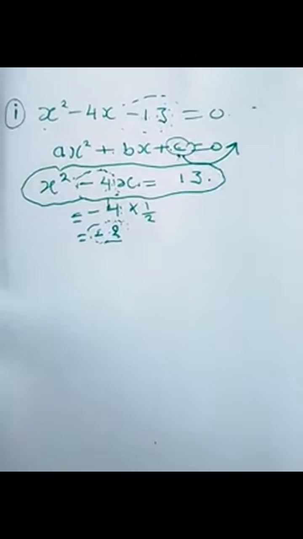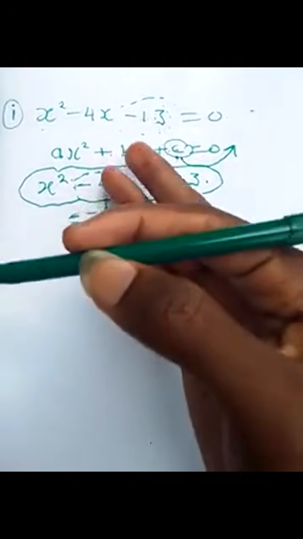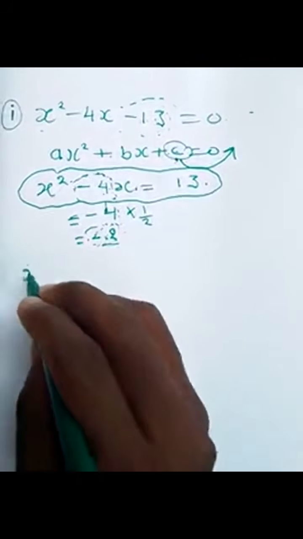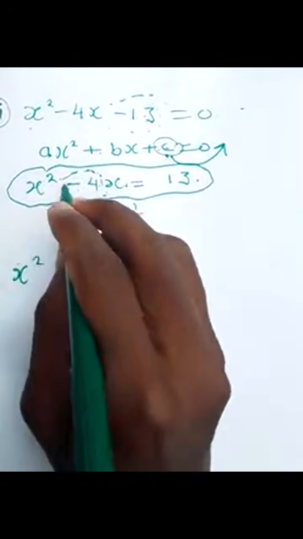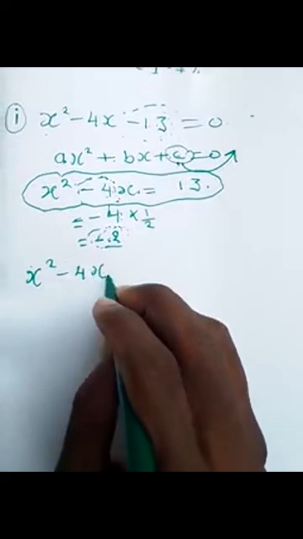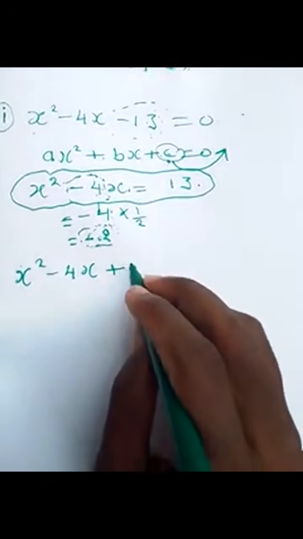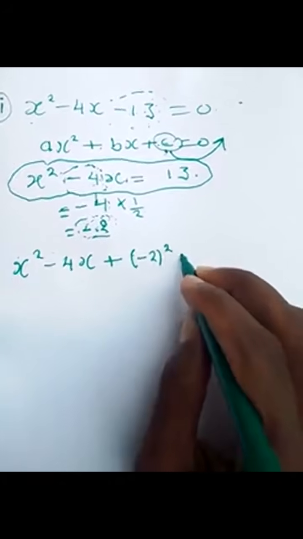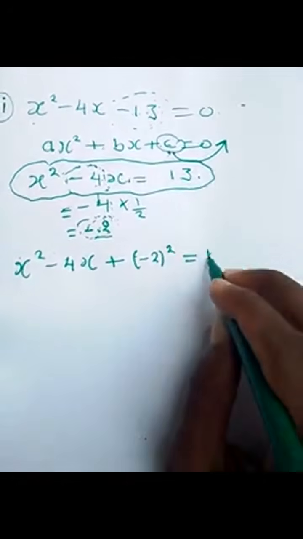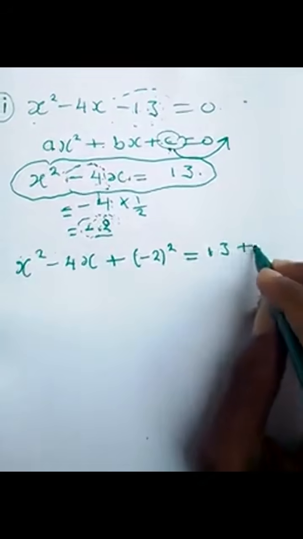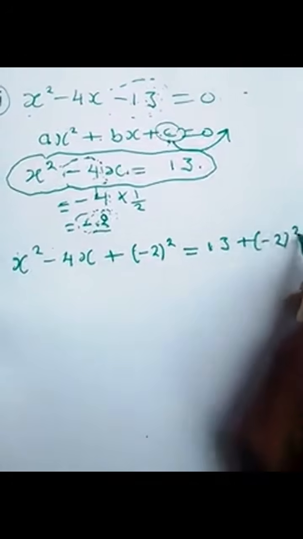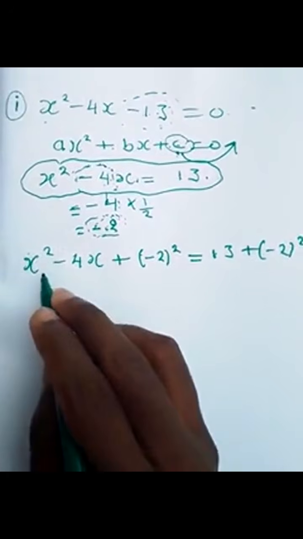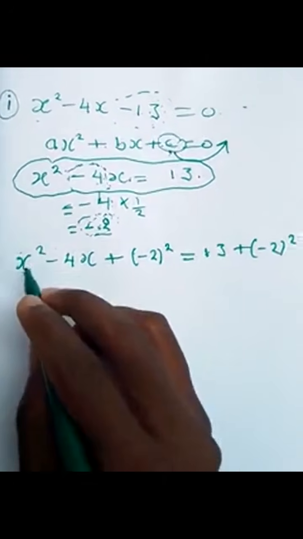So that's step 1. That is step 2. Step 1, take the constant on the other side. Step 2, after you find this, first I'm going to write what I'm having initially. Then I'm going to add this one, but it will be raised to the power of 2. Even on the other side, we have 13. I'm going to add negative 2 raised to the power of 2. Makes sense, right?